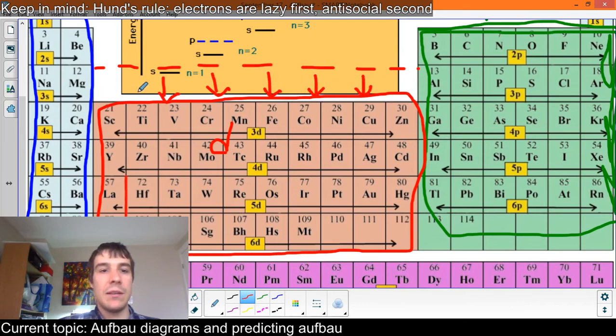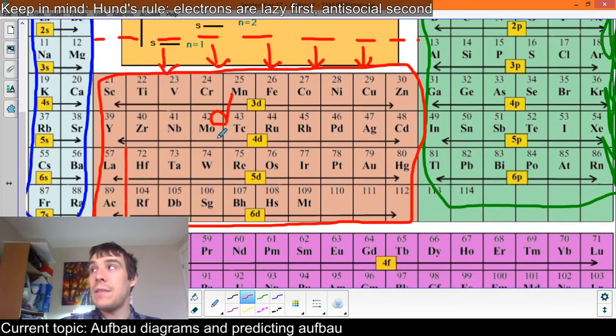Sunk down by 1, right? So it's 4s and then 3d. 4s then 3d on your table. 5s would go to 4d. 6s would go to 5d.